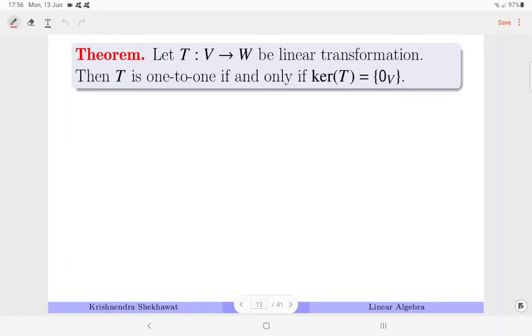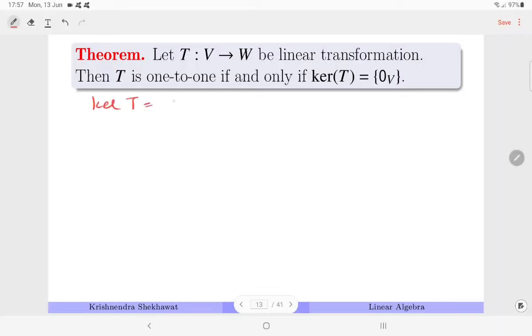So the first result says that T is 1-1 if and only if kernel T is the 0 vector. Very interesting result. It means if you find kernel T, if it is not the 0 vector, it is not 1-1, otherwise it is 1-1. The proof is also very interesting.